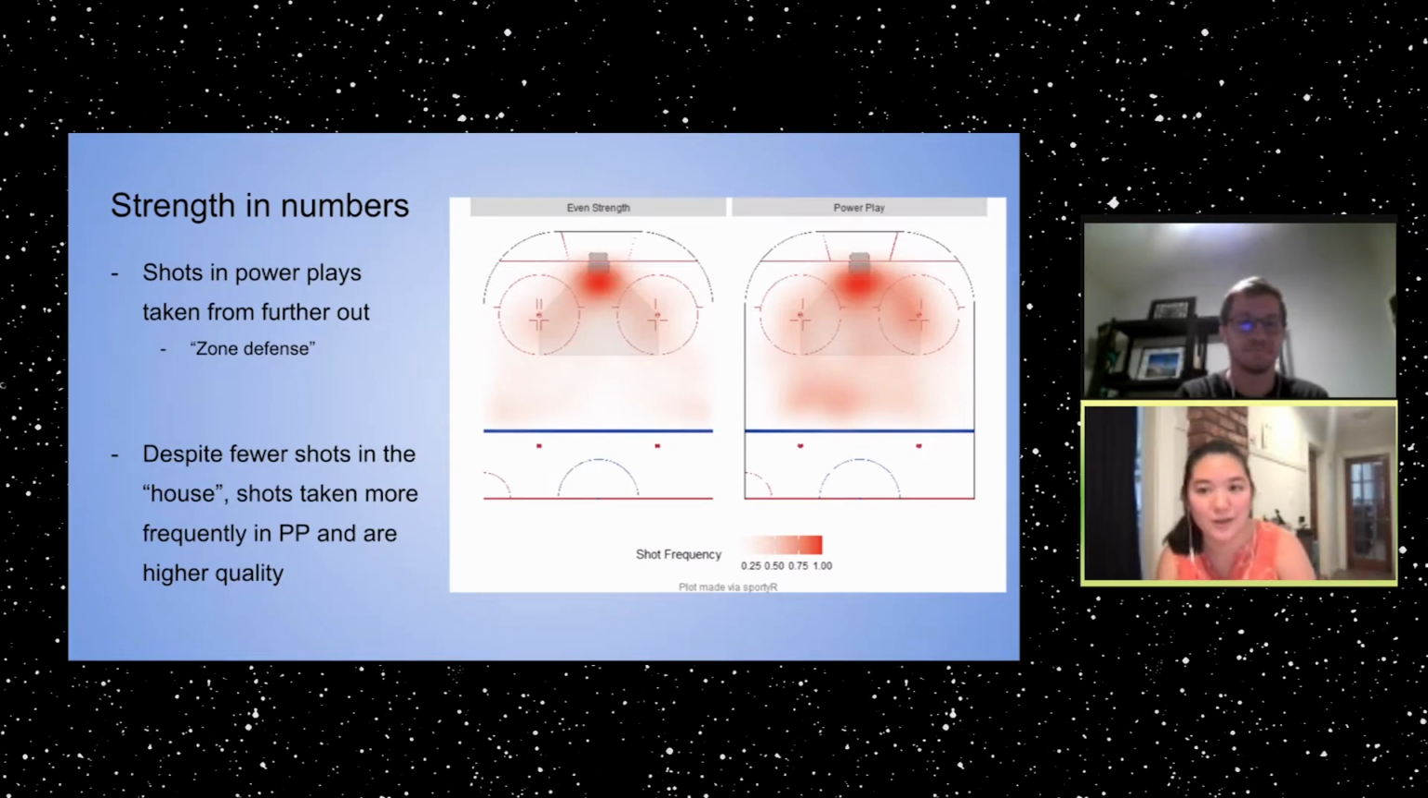Sorry about that, Ben. But the data really made sense to me when I looked at it, because players tend on the power play to shoot from a little bit farther out just because of how the defenders are playing, and how the defensive strategy is going. They're pushing them a lot towards the outside.